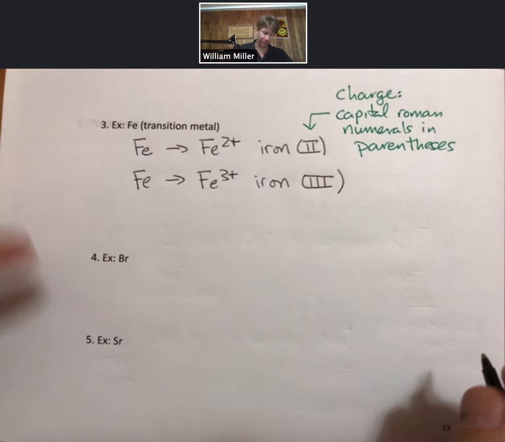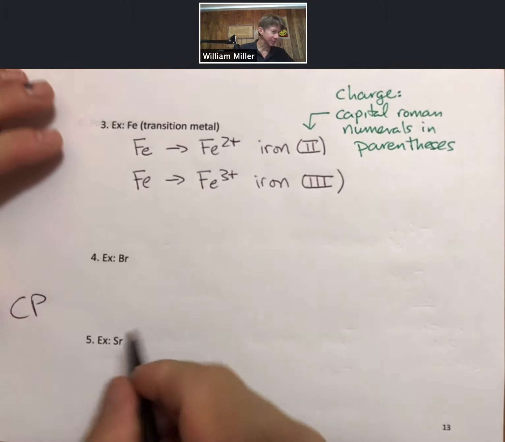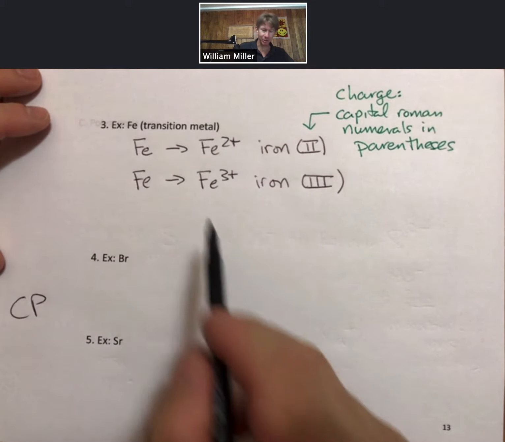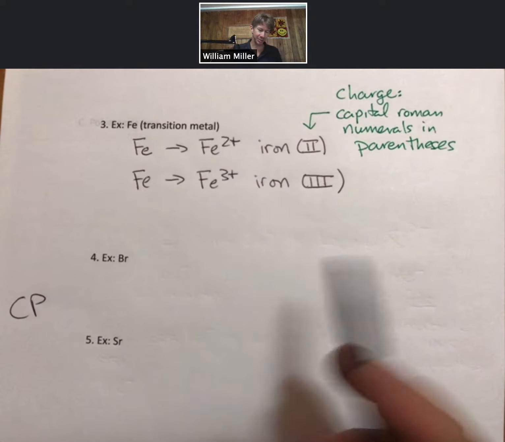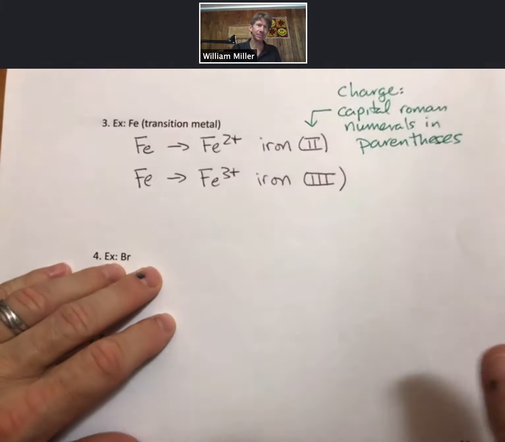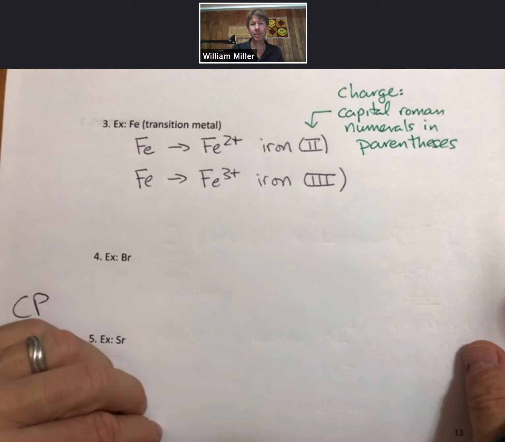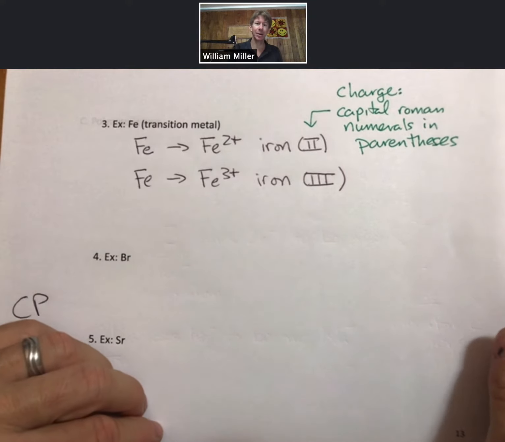Bromine and strontium are going to be companion problems to write out the type of reaction that we did on the previous page. Or not a reaction, but to think about what is the nearest noble gas and how many electrons it needs.